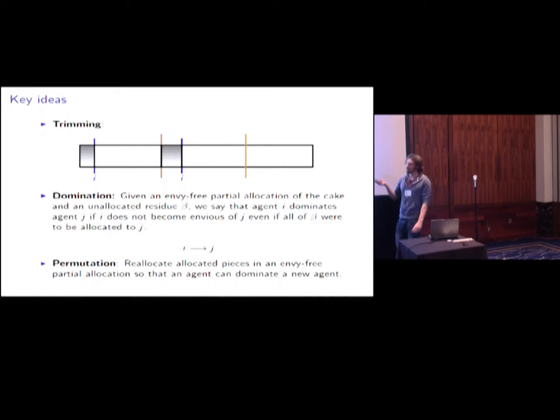And both these two ideas are present in Selfridge-Conway. But what isn't present in Selfridge-Conway, and is critical to generalizing to a larger number of agents, is this idea of permutation, where we keep track of the partial allocations that the protocol has made so far, and we carefully exchange pieces that agents get in a way that doesn't break envy-freeness to make sure that the domination relation between the agents is extended, and we can find a subset of the agents which dominates its complement. And then we can separate the agents and recursively call the protocol on a subset of the agents.